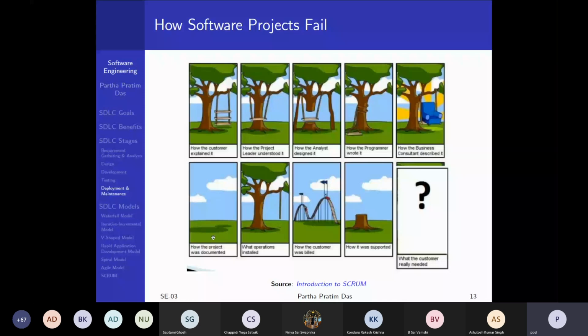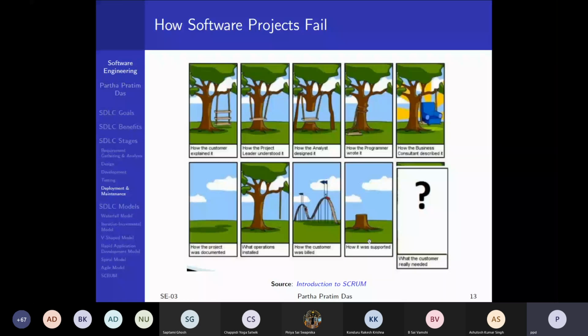And finally, when you took the system and installed it, this is what you have. You have a rope hanging from the branch, and not the seat, and not even the other rope, and so on. And this is how the customer was billed from time to time. These flags are milestones where customers were billed high, and probably the customer paid, and so on. And finally, this is how you supported. When you could not make the swing work, you simply cut the tree off.